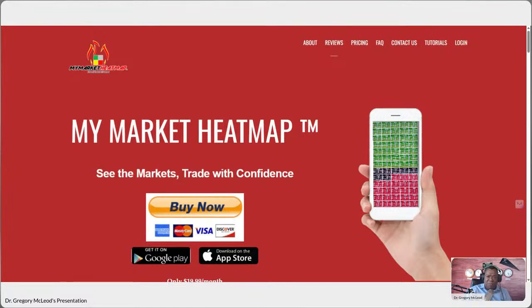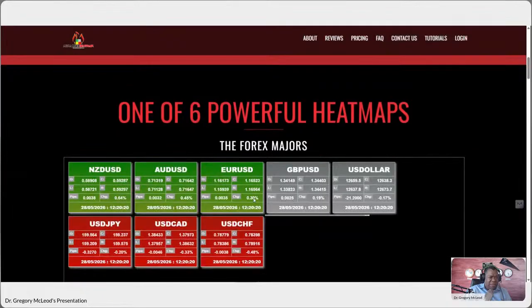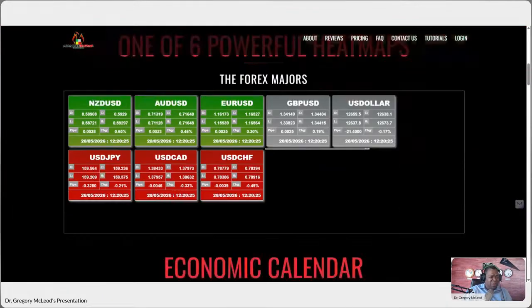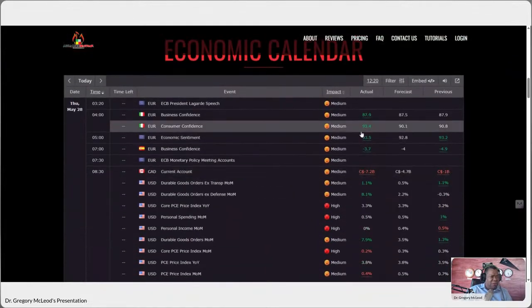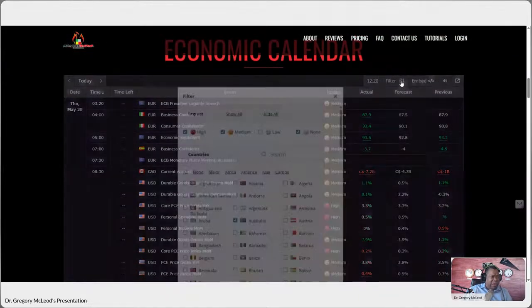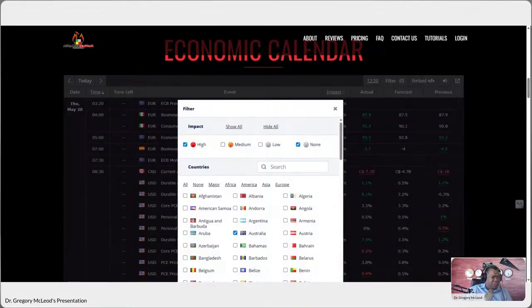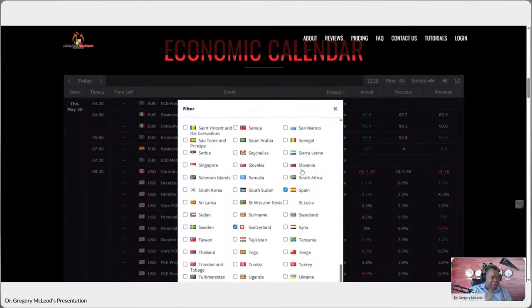Go to www.myforexheatmap.com. I developed the tool with the help of some developers. It's real simple. Green is an uptrend, red is a downtrend, gray stay away. And on the front, there's a powerful tool. We're going to look at the heat map, and we're going to look at the high impact items.